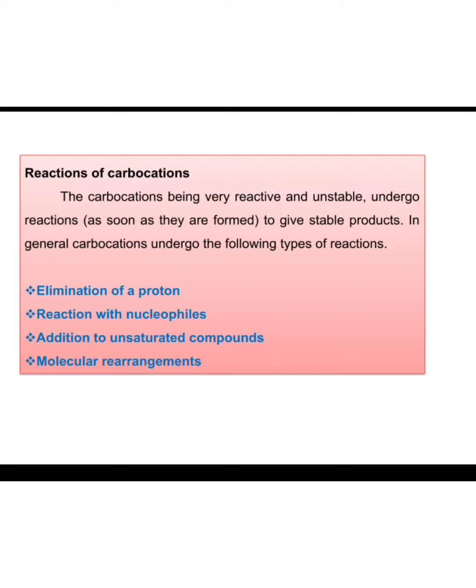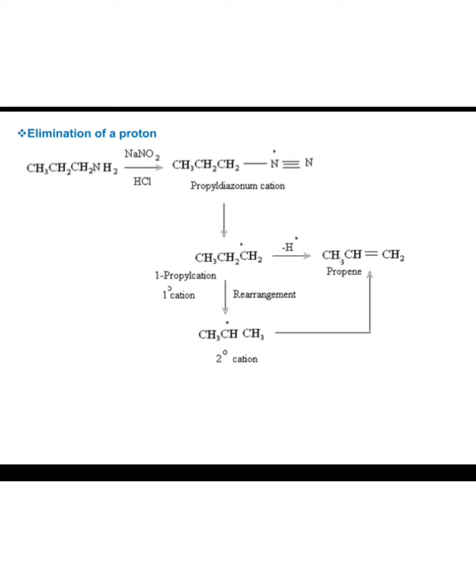And then we are going to see about reactions of carbocations. These reaction intermediates like carbocation, carbanion, nitrenes, carbenes, everything is very reactive and unstable. So it undergoes many reactions to give stable products. In this there are 4 reactions I am going to explain now. First one is elimination of a proton. And the second one is reaction with the nucleophiles. Third one is addition to unsaturated compounds. Fourth one is molecular rearrangement.